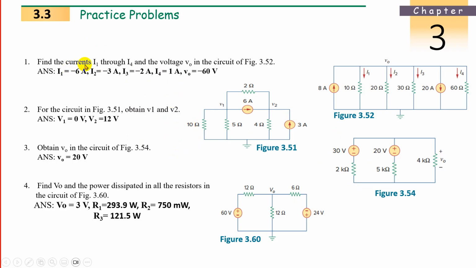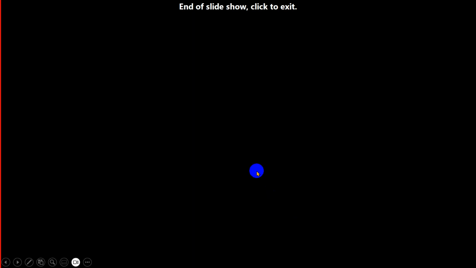Okay, the first one is figure number 3.52. This is the one for the first question. Next, 3.51, this is the second. Next, 3.54, this is the third one, not this one. And 3.60, this is the fourth one. So take the same circuit.